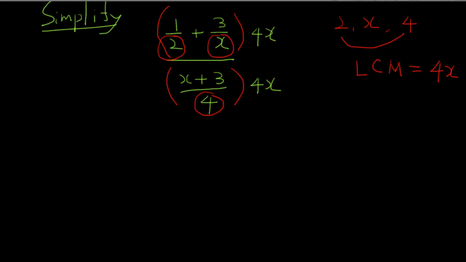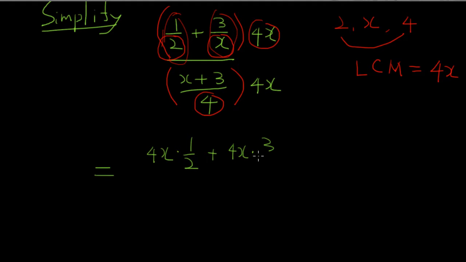Now, when we multiply by 4x, that means we're going to multiply 4x in the top and the bottom. When we multiply 4x, it'll multiply to this whole thing, right? So let's rewrite. Now this would be 4x times 1/2 plus 4x times 3 over x, the whole thing over 4x times x plus 3 over 4.